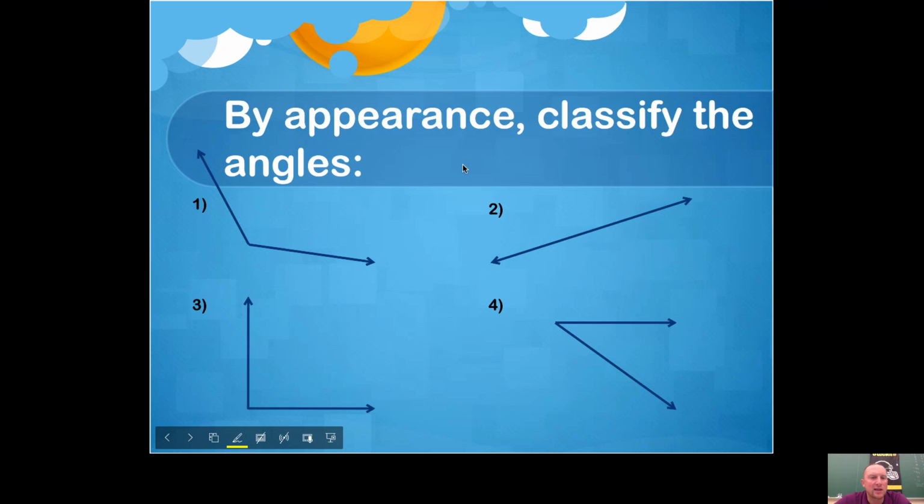So by appearance, we're going to classify these angles. This angle is a big fat angle. That's obtuse. This angle looks like a line, so it's straight. This angle sure looks like a right angle. We don't know for sure that it is. It says by appearance. We're hoping to see something like this at some point to guarantee that it's a right angle. Okay, and this guy is a little teeny tiny skinny angle. We're going to call that acute.